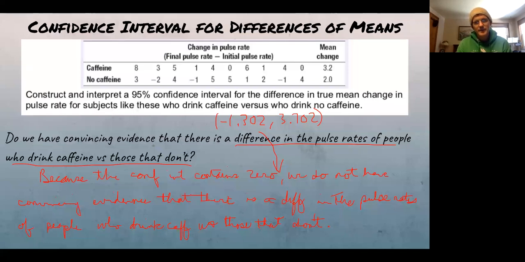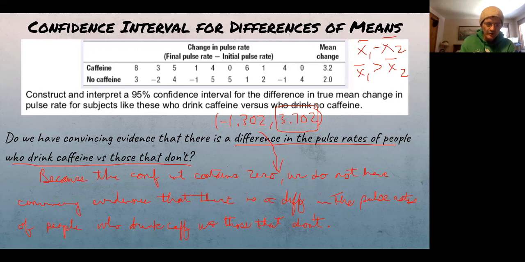So, I guess that's where we're stuck right now. But if it's a positive number, that means that our first mean is greater than our second mean, because we're always doing x bar sub 1 minus x bar sub 2. So if we end up with a positive number, that means that x bar sub 1 is bigger. But for those negative numbers, that's where our x bar sub 2 is actually bigger than x bar sub 1.